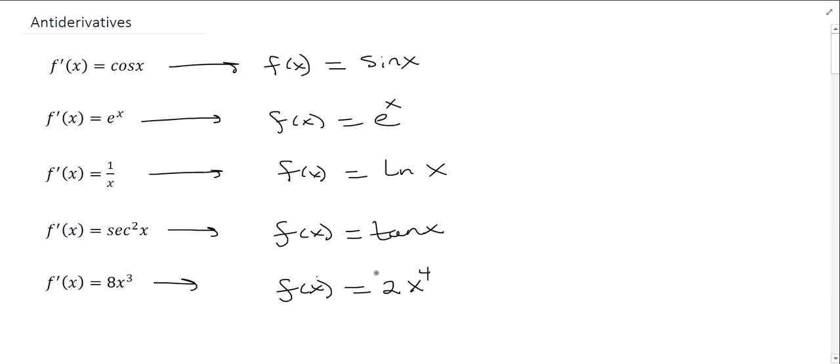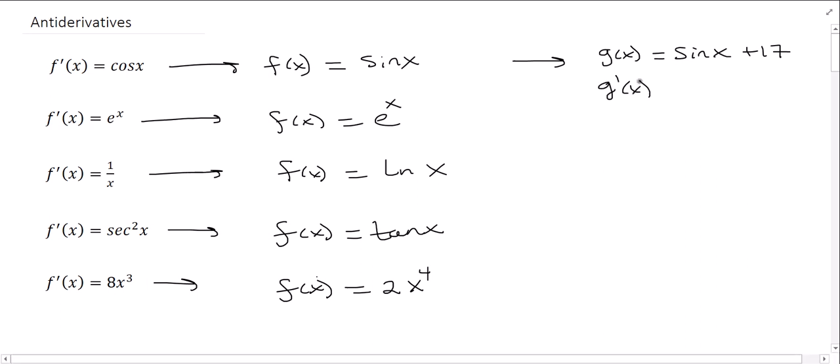So these will be almost the antiderivative. If this is what you tried on your own, I will say you are almost there, right? 99% correct. And why are you not 100% correct? Say for example, I'll give you the function g of x is sine x plus 17. What's the derivative of this function? The derivative will be just cosine x, right? Because the derivative of 17 is 0. So then you'll just have cosine x.